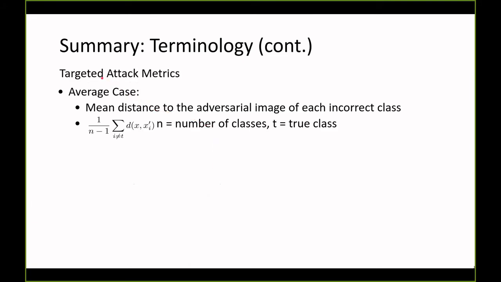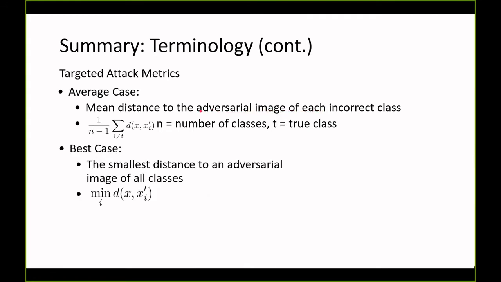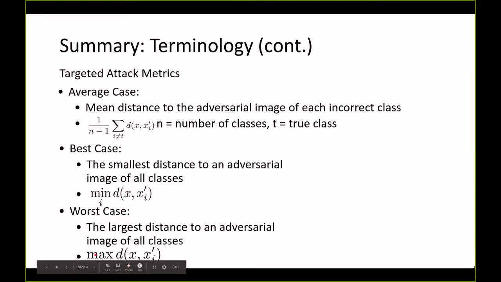Continuing on, for the targeted attack metrics, there's a few different cases that we consider. One of them is the average case, which is the mean distance to adversarial images of each incorrect class. And so this is averaged over the incorrect classes. Best case is taking the smallest distance to an adversarial image over all the classes, so you're finding the minimum distance. And then worst case is finding the maximum distance.